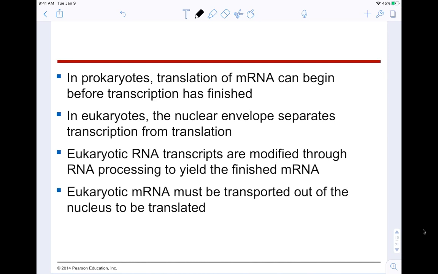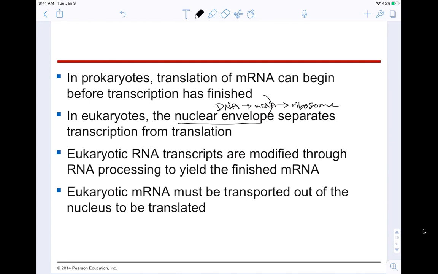Okay, so in prokaryotes, translation of mRNA can begin before transcription is actually finished. So they're happening at the same time. Because think about it, their chromosomes are a lot smaller, they're a lot simpler in structure and function. So in eukaryotes, the nuclear envelope separates transcription from translation, because the DNA is inside of the nucleus. So that's like a barrier before our little mRNA can be passed through that nuclear envelope to meet up with a ribosome. So remember that that's how that works. So it's 2 distinct processes in eukaryotes, whereas in prokaryotes, it's all happening kind of at the same time.